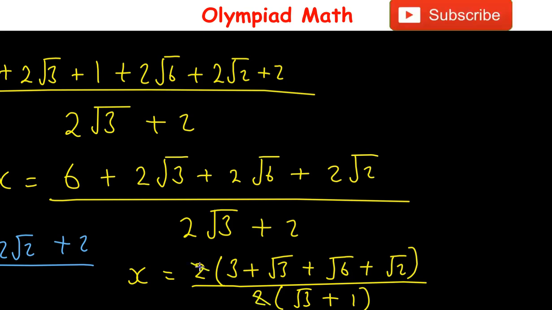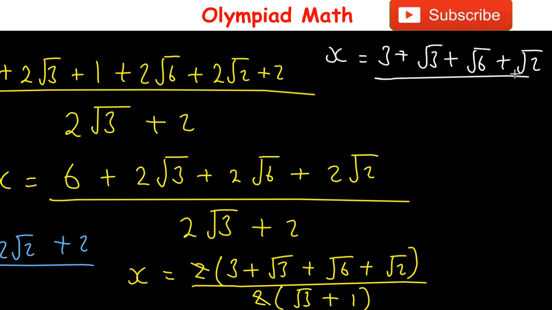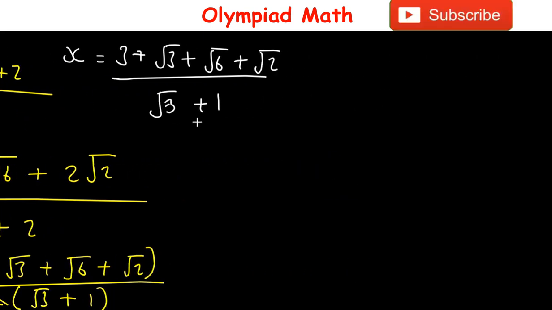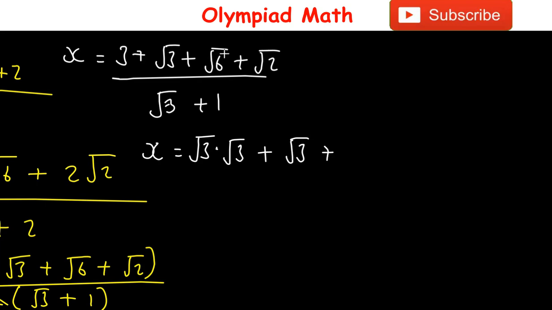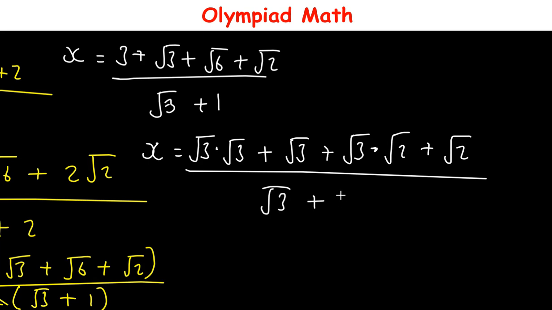So 2 will cancel 2, we have the value of x, that x is then equal to 3 plus square root of 3 plus square root of 6 plus square root of 2, and this is divided by square root of 3 then plus 1. From here, we have the value of x, that x is equal to, we can write down this 3 as square root of 3 times square root of 3, then plus we have square root of 3, then plus square root of 6 can be written as square root of 3 times square root of 2, then plus square root of 2, and this is then divided by square root of 3 plus 1.